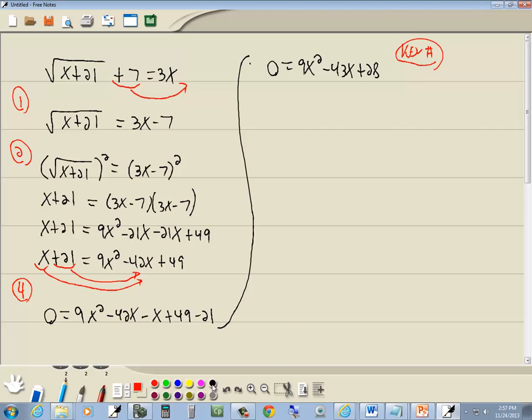The reason why I know it's a key number is because we have x squared, x, no x, there's a number in front of your x squared. So we're going to take the number at the beginning times the number at the end, ignoring signs. So we've got 9 times 28 gives us 252.